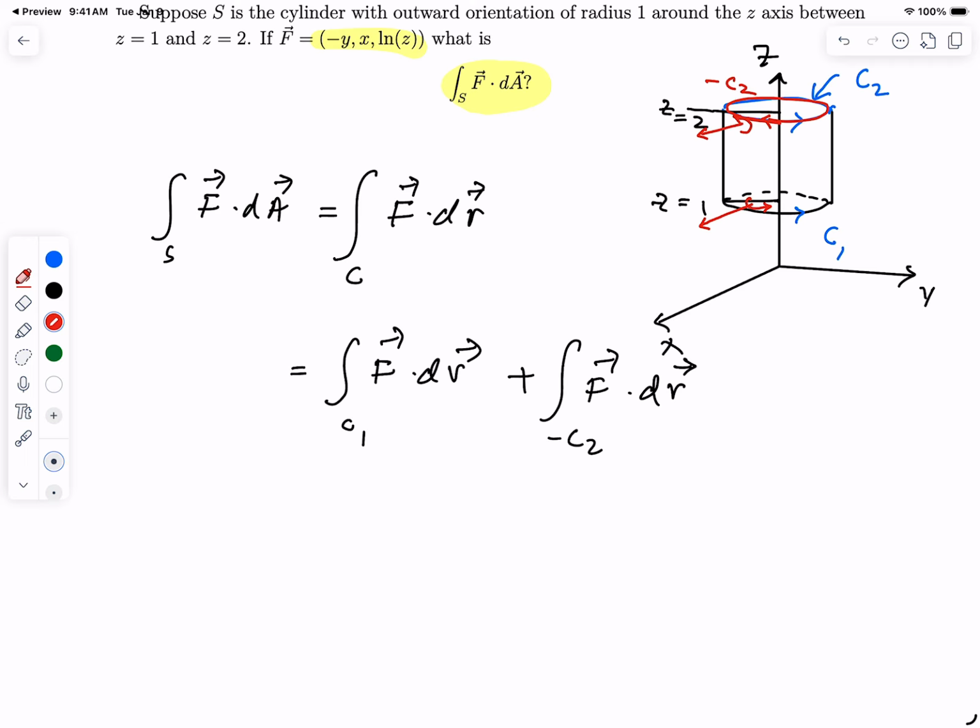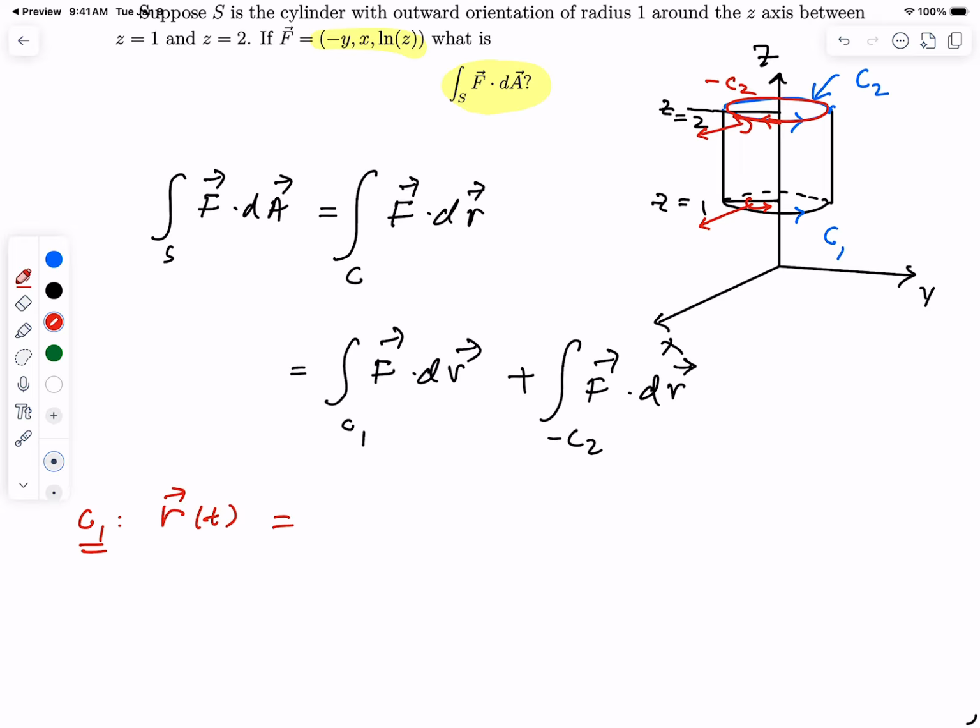We have C1 and negative C2. If I am able to compute these two line integrals, this will give me the flux of vector field F through the surface S, which is given by this cylinder. How to do this? We can go back to chapter 18 and we know how to do these things. First of all, we need to define what is r of t for C1.